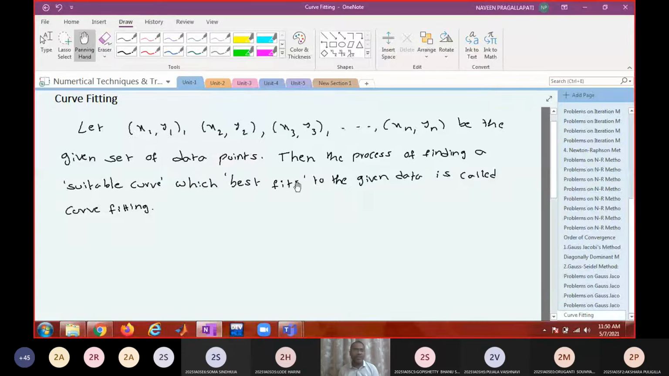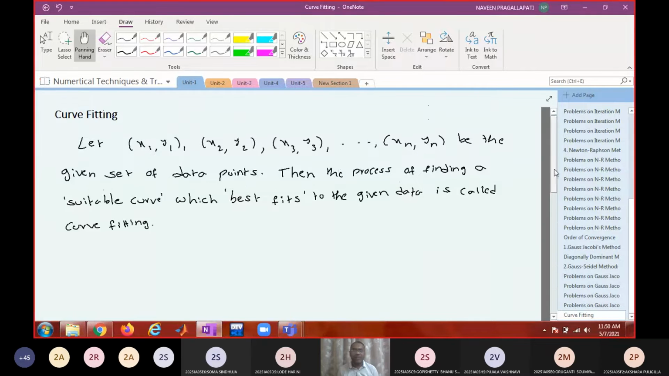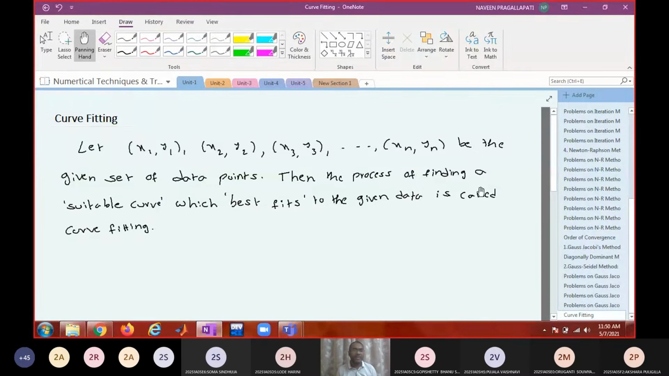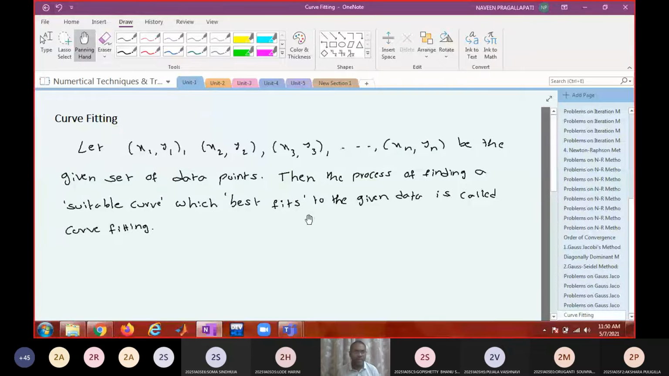So what do you mean by best fits to the given data? It means the difference between the actual data, these are the real values, and the expected values is the error. That error must be minimum. So when the error is minimum, that means the curve will be very much closer to the given data. Therefore, we say that the curve is a best curve.